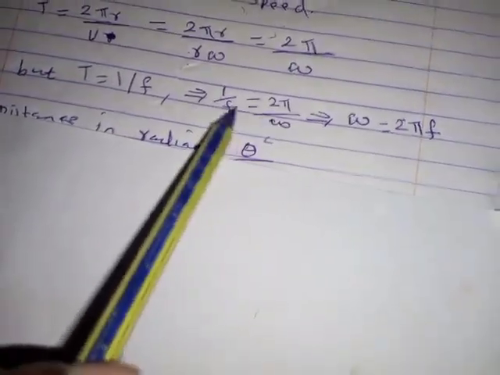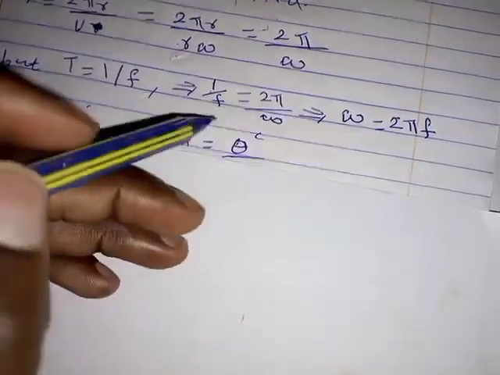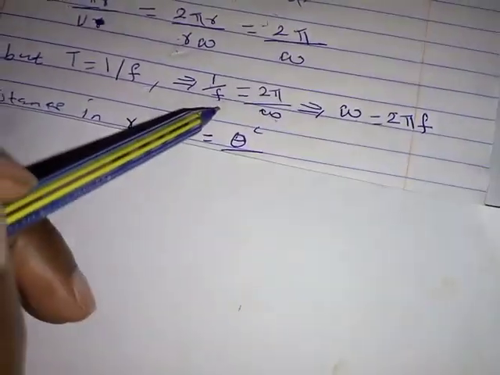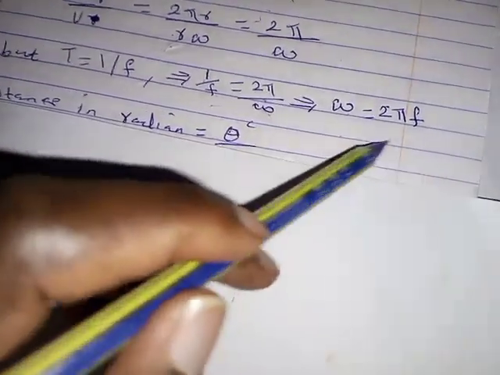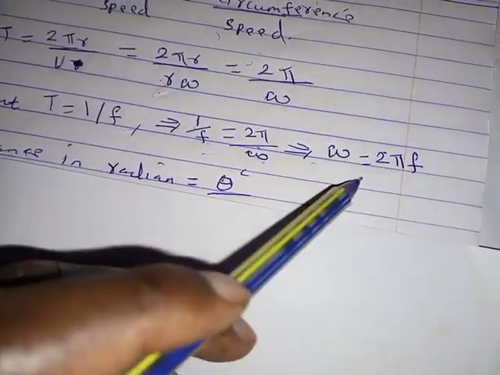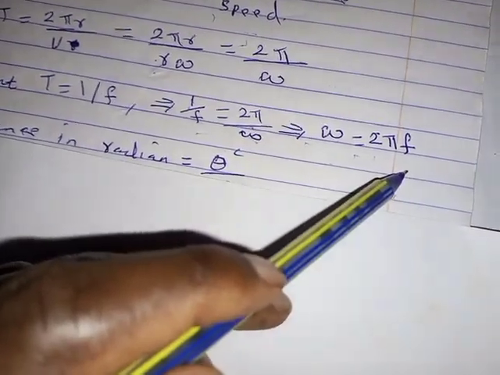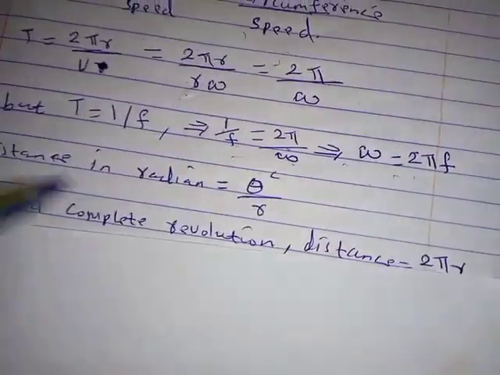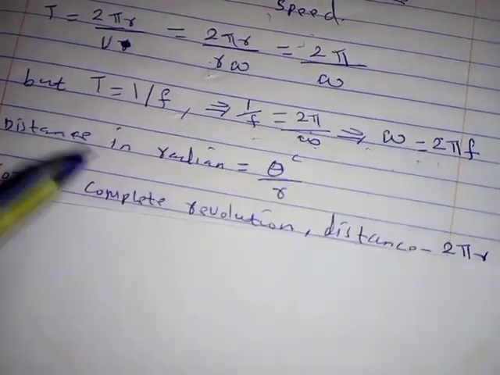And from here we can cross multiply. We multiply 1 times omega to get omega, and the frequency times 2 pi to get 2 pi. So omega is equal to 2 pi f. F is the frequency, the number of cycles the body makes in 1 second.